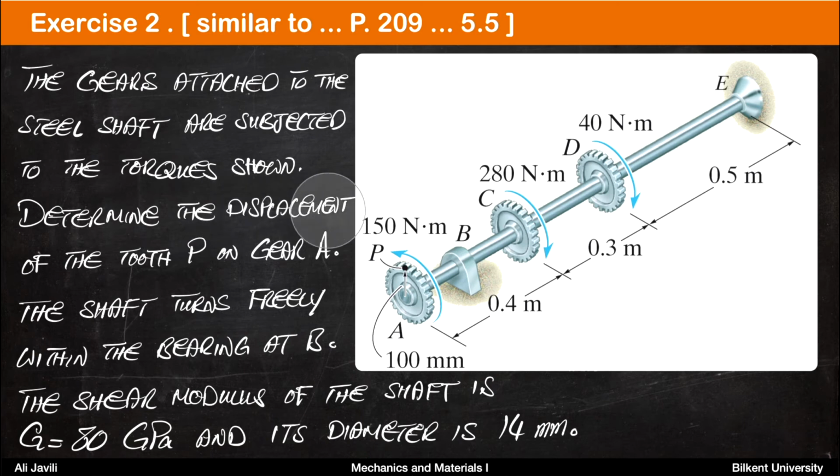So it doesn't ask you for an angle, it asks you for actually a displacement of a point. The shaft turns freely within the bearings, within the bearing at B. So you have a bearing at B and it doesn't apply any torque, as we usually expect from bearings. The shear modulus of the shaft is 80 gigapascal and its diameter is 14 millimeter.